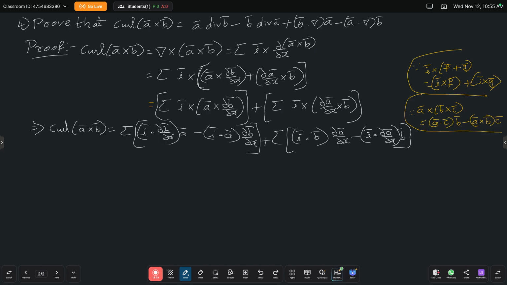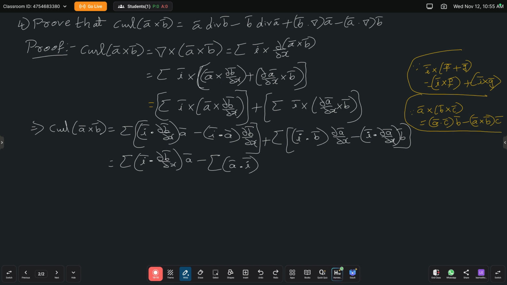That means the first two terms contain a common summation, and the last two terms contain a common summation. I am removing the brackets, and that summation will apply to each and every term. So the first term is going to be summation of i bar dot dou b bar by dou x into a bar, minus the second term, summation, while writing this I bar dot a bar as a bar dot i bar.